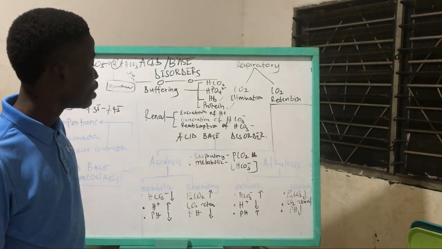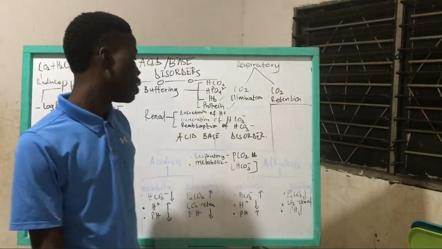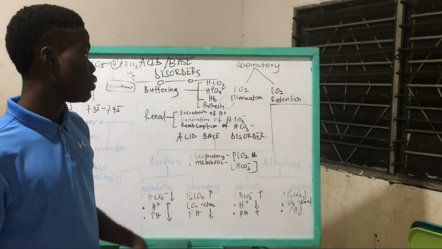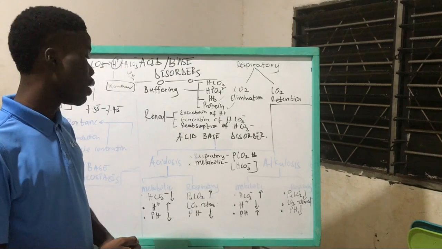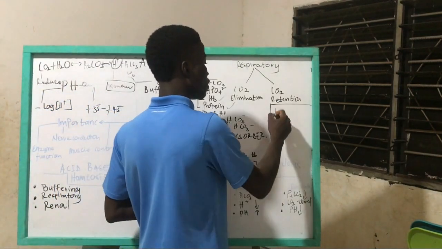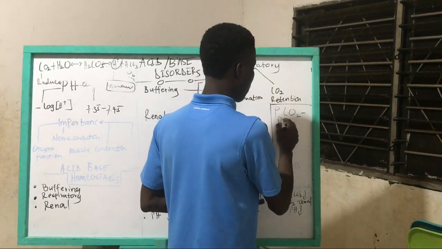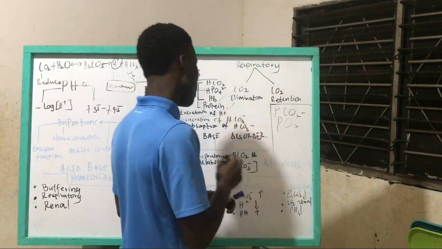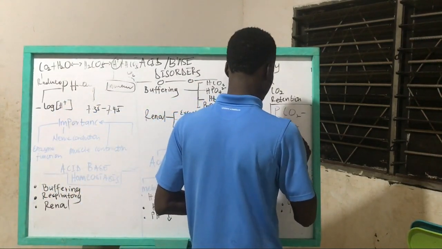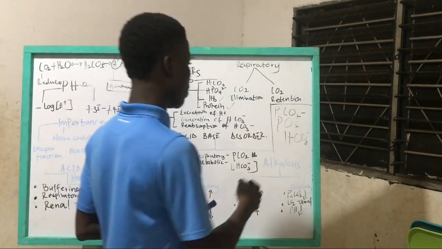So how do we determine if the condition is an acidic condition or a basic condition, and whether it is a metabolic or respiratory condition? In situations like this, we have parameters that we measure in the laboratory. We have the partial pressure of carbon dioxide, the partial pressure of oxygen, oxygen saturation, and bicarbonate. Then we measure the pH.